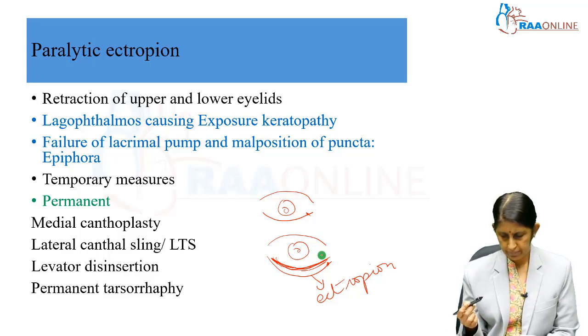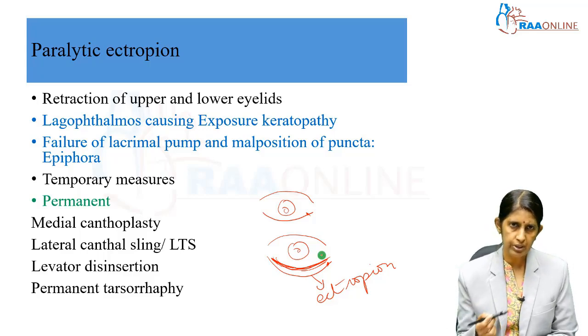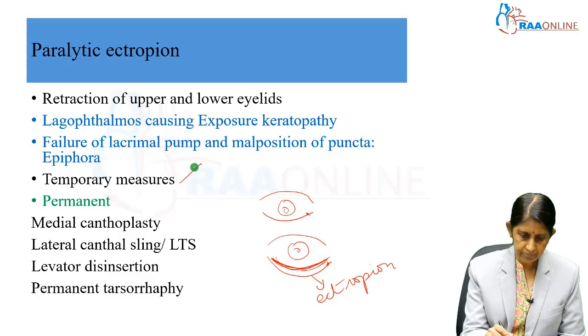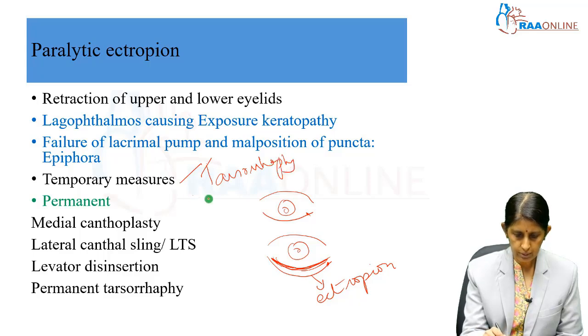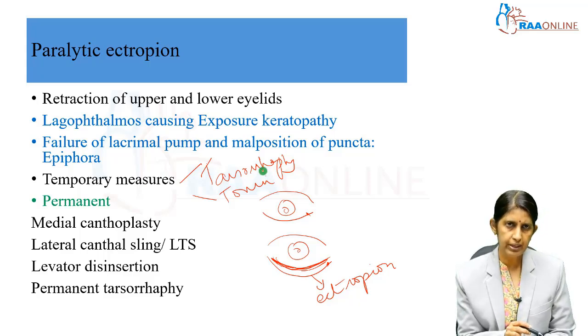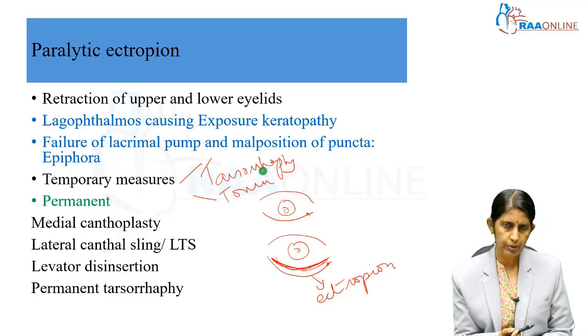So we use temporary measures or permanent measures to treat this. Temporary measures are aimed at two things. One is we can do what we call botulinum toxin injections, or sometimes we even have to do a tarsorrhaphy for these patients. Tarsorrhaphy is a procedure which is done to oppose both the lid margins, or we can do a botulinum toxin.